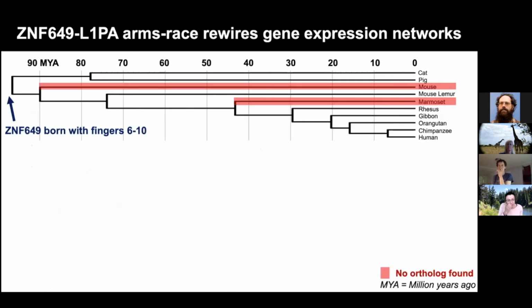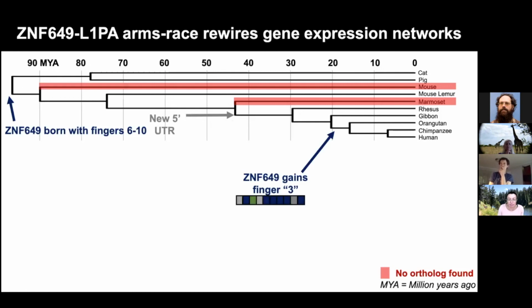So based on this analysis, we have a model for what's going on. ZNF649, interestingly, is actually an ancient zinc finger that is shared between human and cat and pig. But looking at the line elements at about the emergence of the divergence of old and new world monkeys, the line elements underwent a major rearrangement that led to a new 5' UTR sequence.